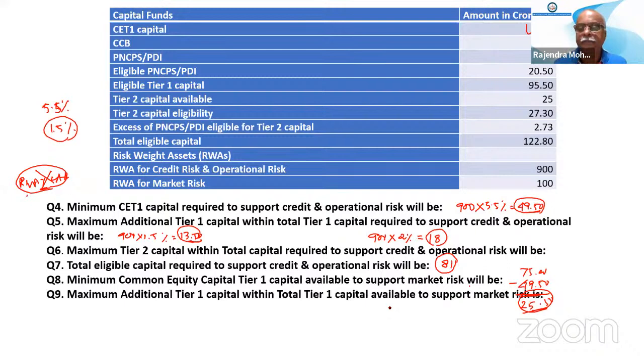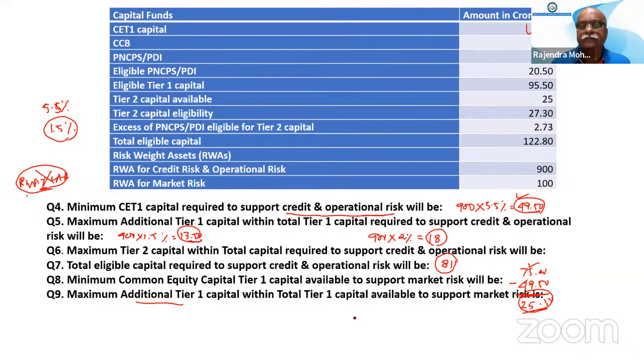Sir, again you tell me, sir. How did we get this 49.50? 49.50 was the CET1 for credit and operational risk, which we calculated here. Yes, sir. As I told you, market risk capital cannot be calculated as RWA into the CAR percentage. We have here 75 as the total CET1 capital given. So out of 75, 4950 pertains to credit and operational risk. So the rest amount will be for market risk. You have to deduct that 4950 from 75, so we have 2550, which is available for market risk. In the same way, you calculate the additional tier 1 for market risk.